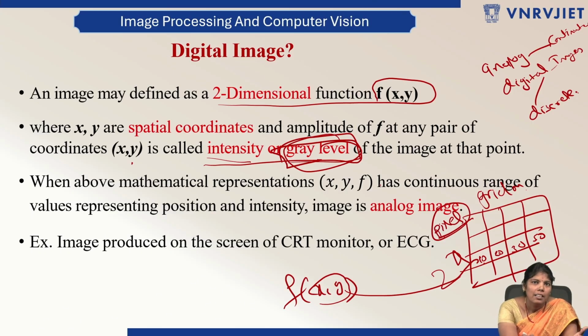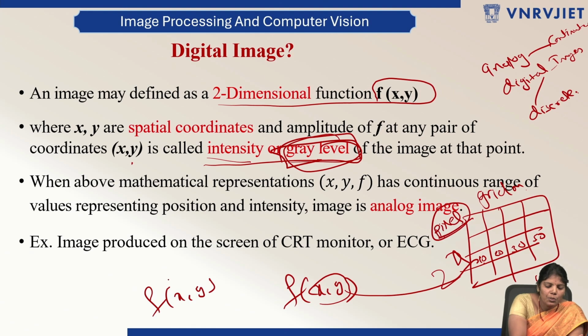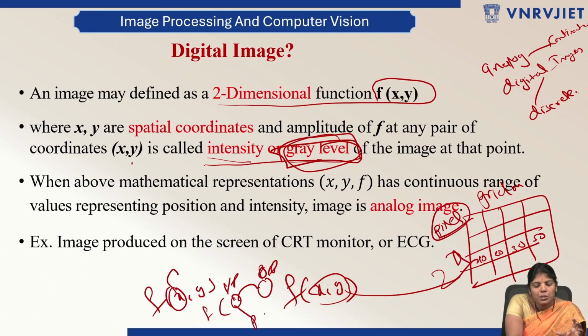Analog images are a continuous function, and you cannot perform any operations on analog images. With digital images only you can perform operations, because we have a mathematical function f of x comma y. This function will map all the input values to the corresponding output values. So what is the input here? The input is that particular position, which is mapped to that particular pixel. This is the position and this is the pixel.